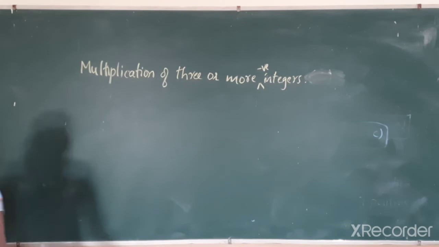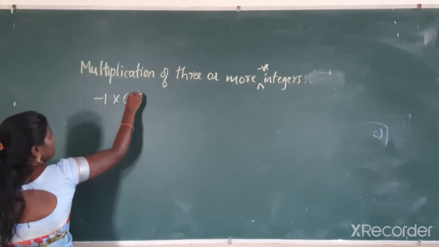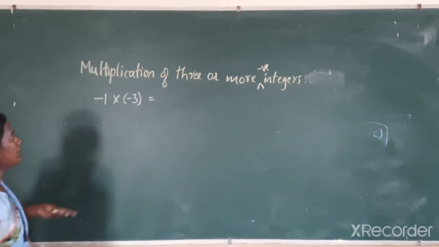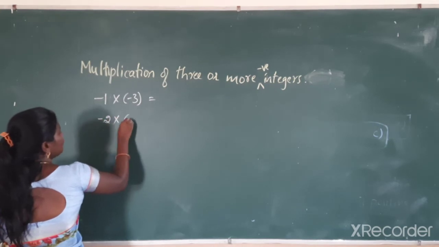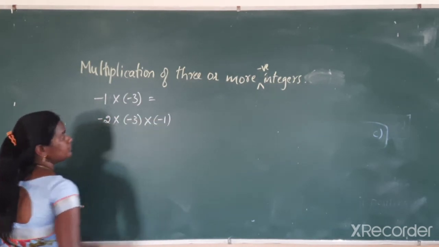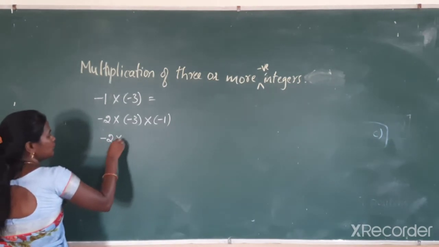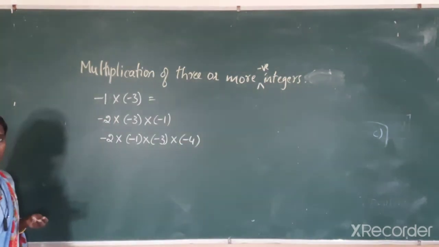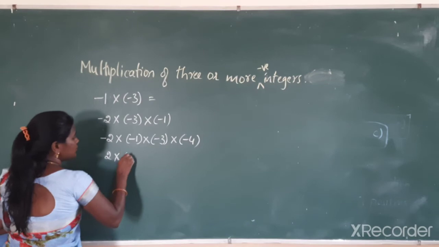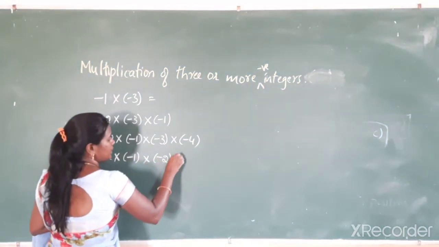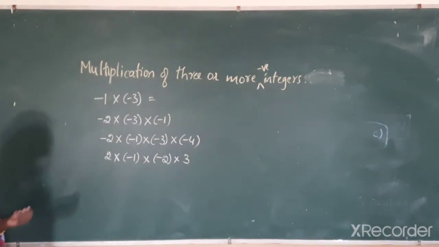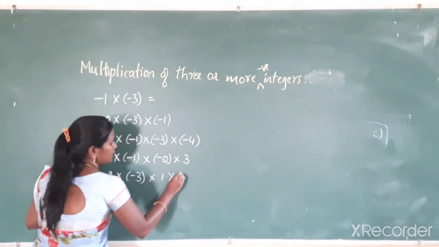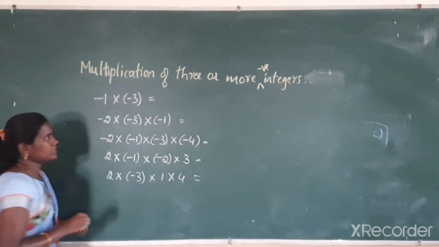Consider -1 × -3, that is, two negative integers. Then -2 × -3 × -1. Then -2 × -1 × -3 × -4. Then 2 × -1 × -2 × 3. Then 2 × -3 × 1 × 4. Let us check their answers.